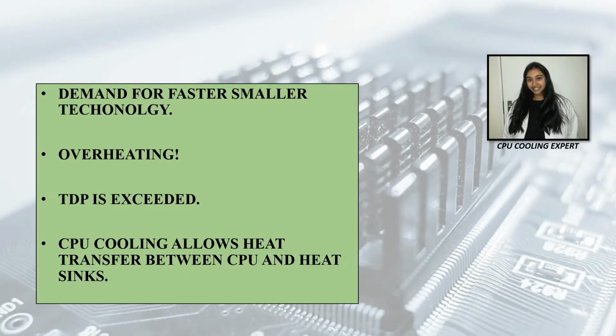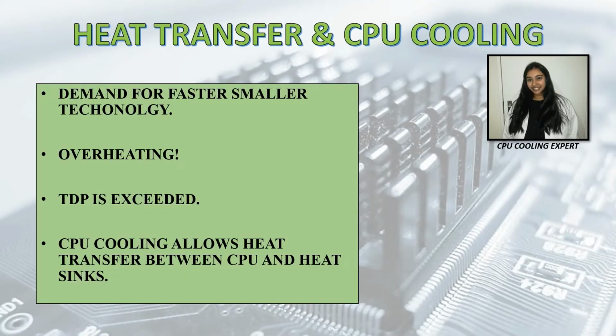As the digital age arrives, we now see that there's much more a need for faster and smaller technology and electronic devices than before. This means that we want smaller electronic processing units, such as CPUs, but ones that can still give us the same processing power. This leads to what we call overheating.